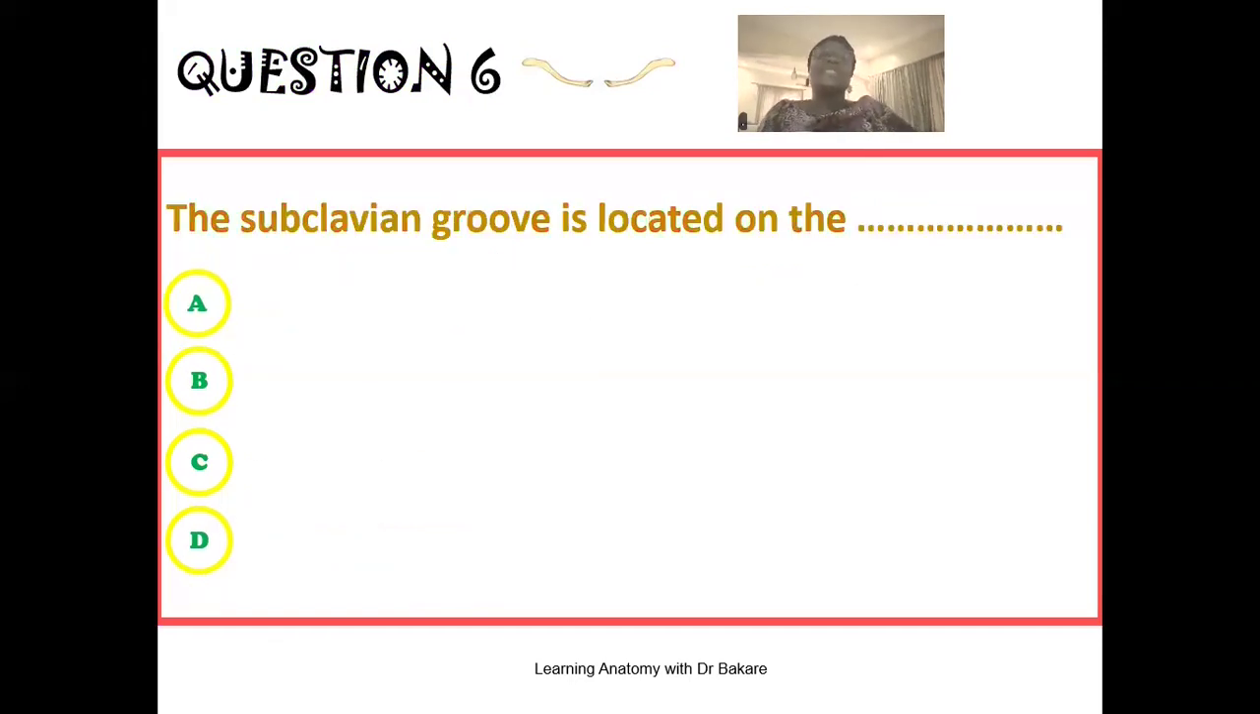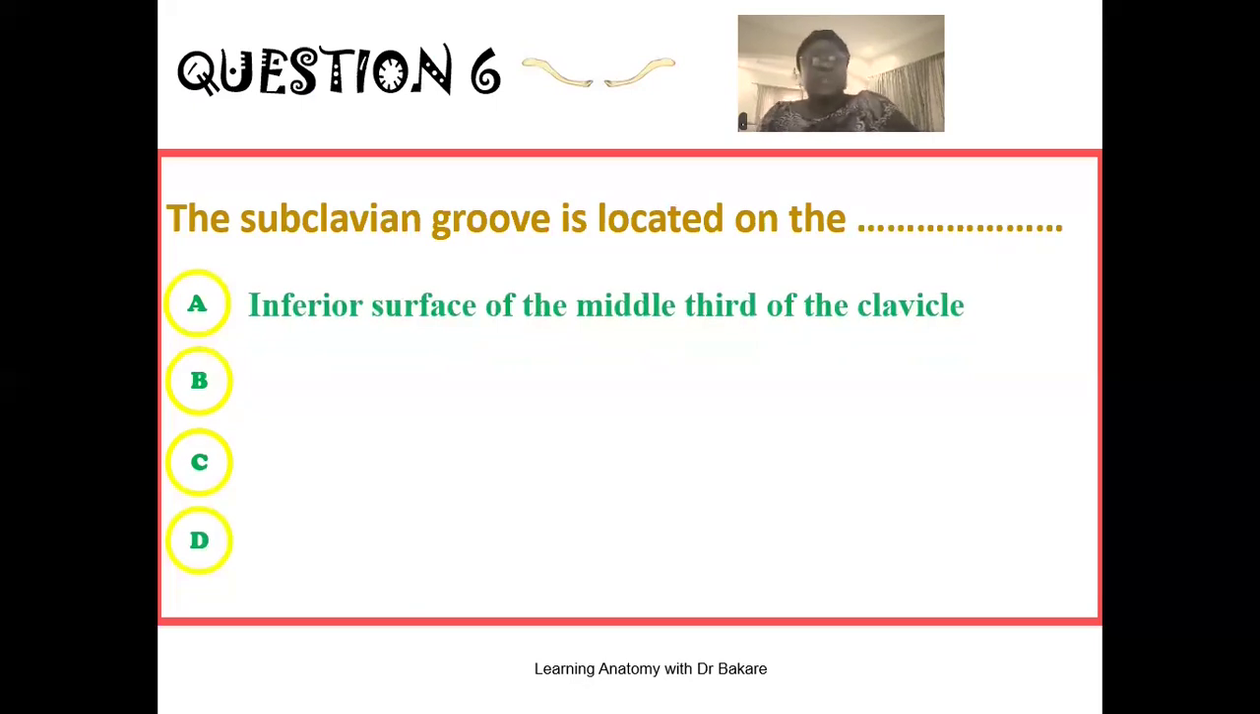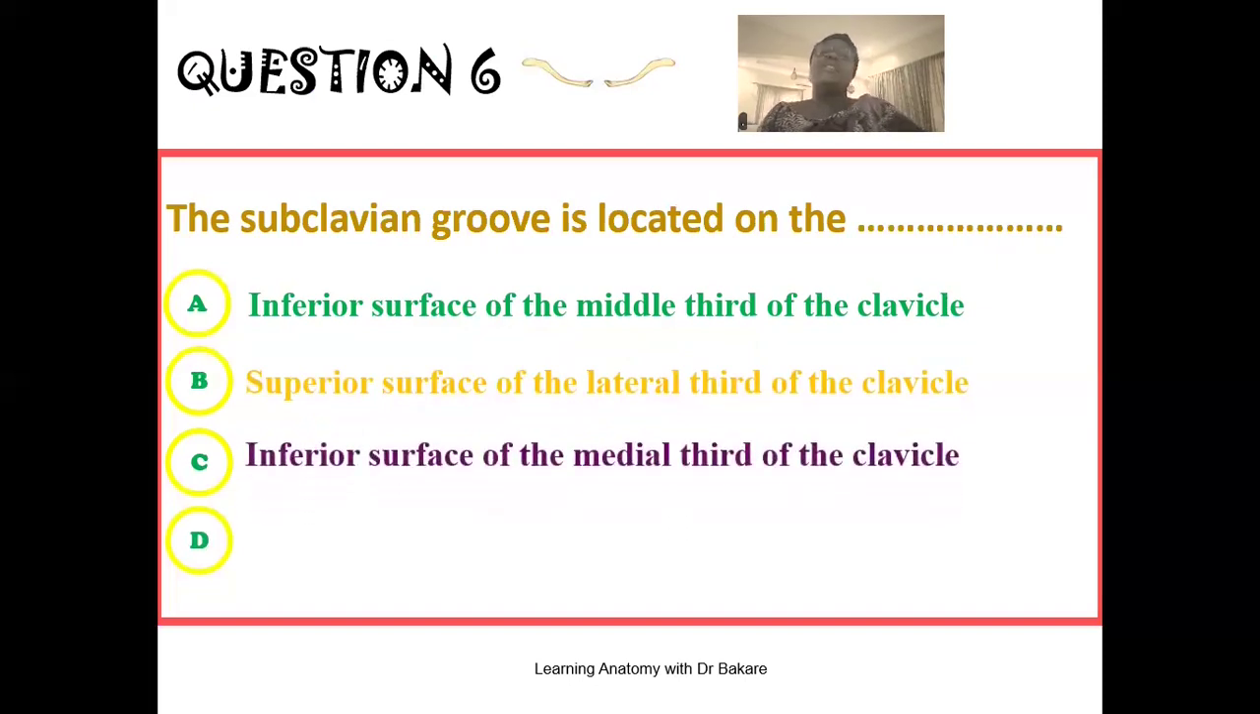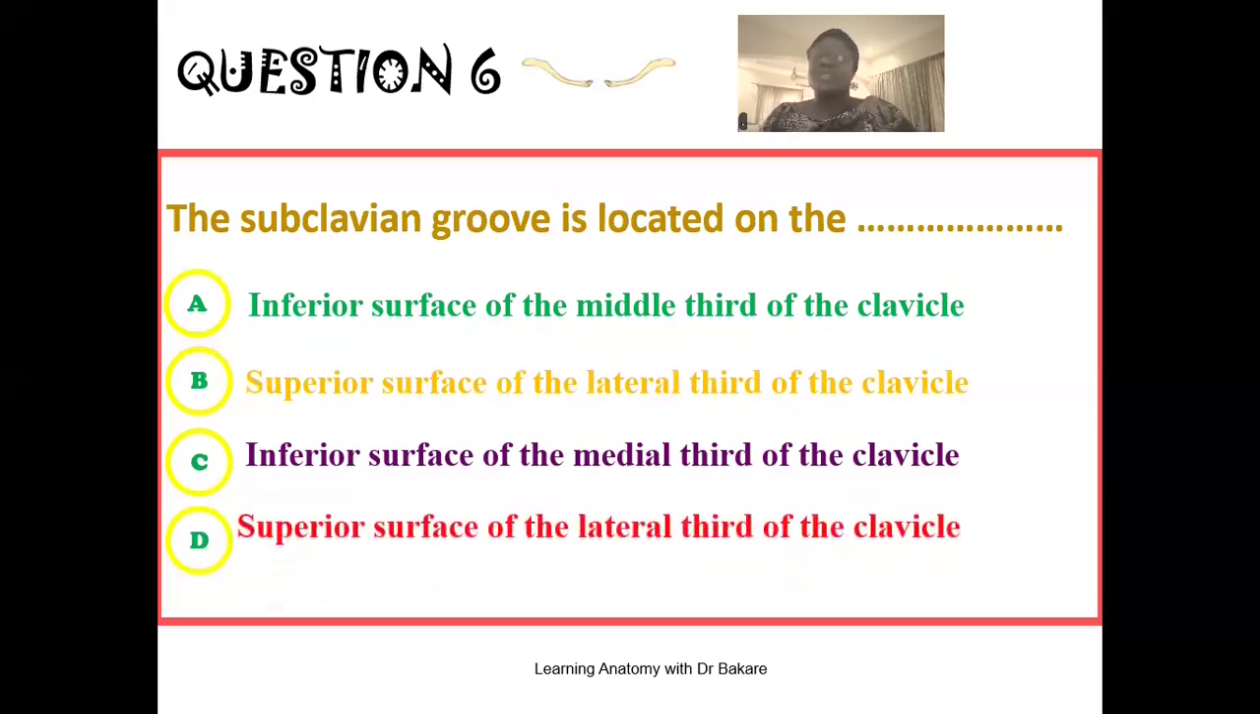So now let's go to the sixth question, and this reads that the subclavian groove is located on the dash. The subclavian groove is an indentation that receives the insertion of the subclavius muscle. So where is it located? Is it located in the inferior surface of the middle third of the clavicle? Is it located on the superior surface of the lateral third of the clavicle? Is it located on the inferior surface of the medial third of the clavicle? Or is it located on the superior surface of the lateral third of the clavicle?